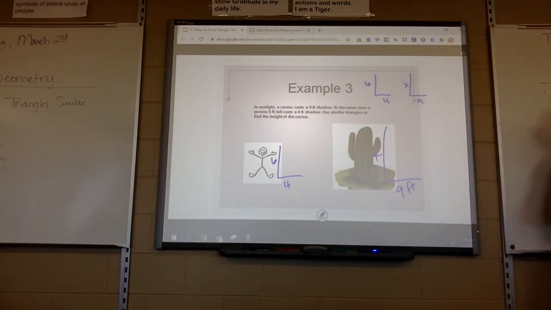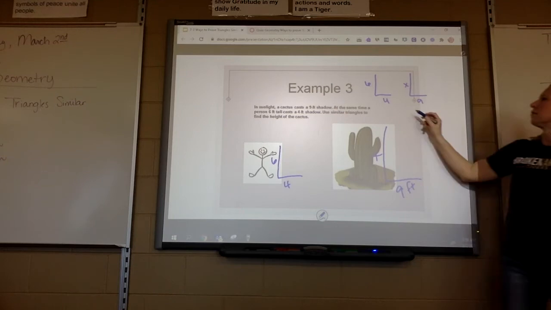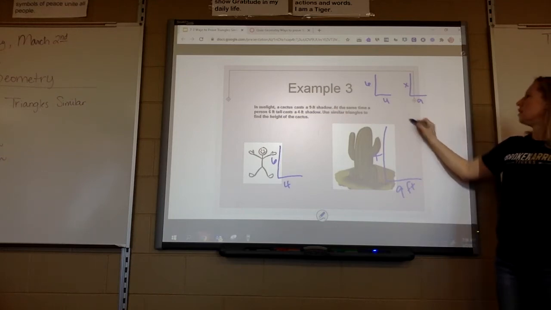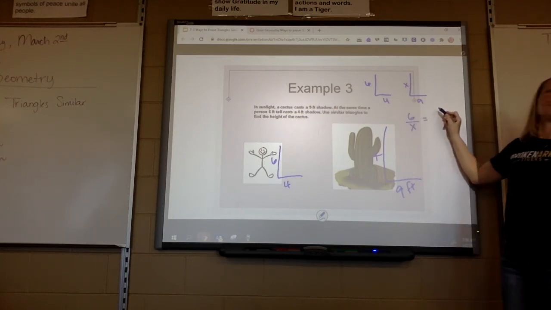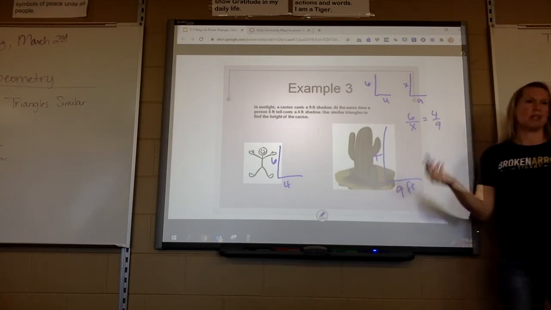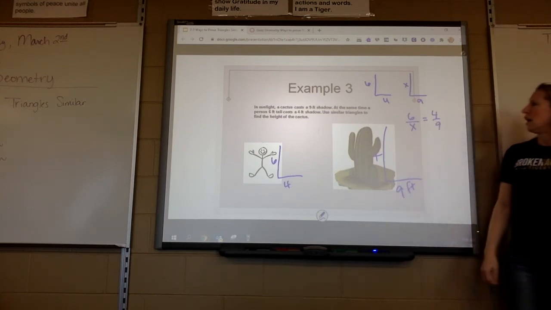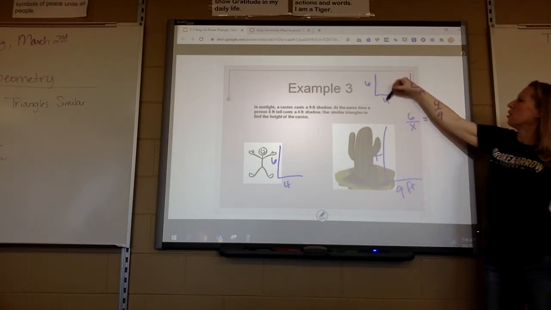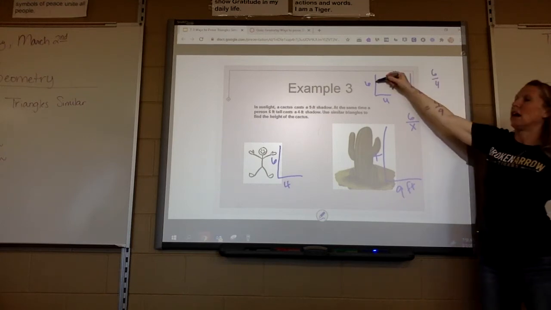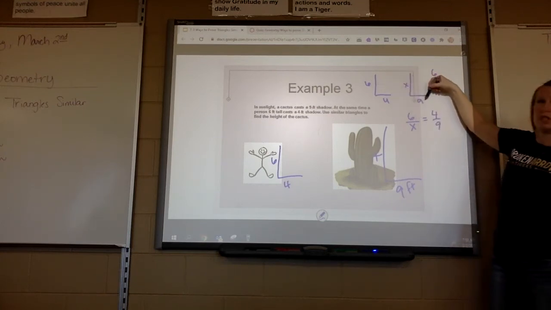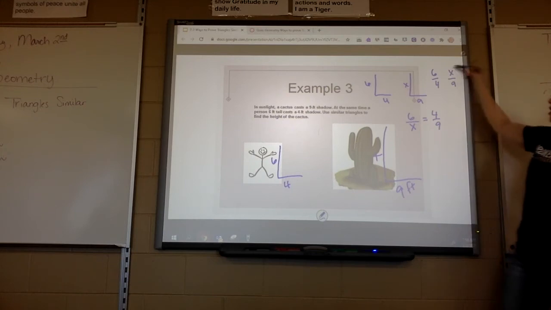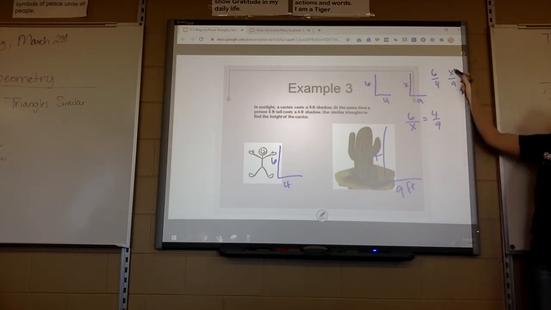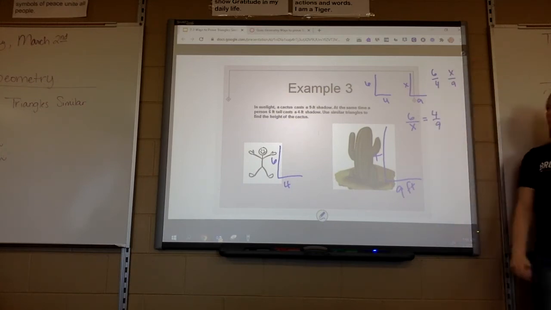So how could you set up that proportion? 6 over x equals, yeah, and then you cross multiply. Did you know you could do 6 over 4, height over shadow equals height over shadow again, and you are still multiplying the 4 and the x and the 6 and the 9. So either way.